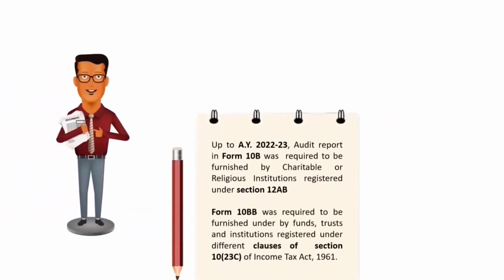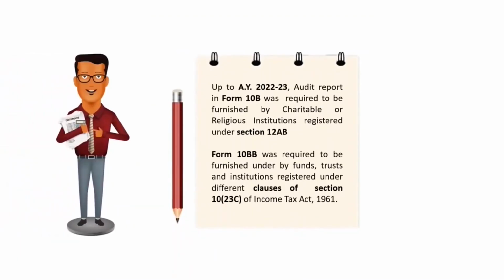However, up to assessment year 22-23, audit report in Form 10B was required to be furnished by those charitable or religious institutions who were registered under Section 12AB of the Income Tax Act, and Form 10BB was required to be furnished by those funds, trusts and institutions who were registered under different clauses of Section 10(23C) of the Income Tax Act. Before going into the step-by-step process of filing Form 10B, let us look at the prerequisites for availing this service.